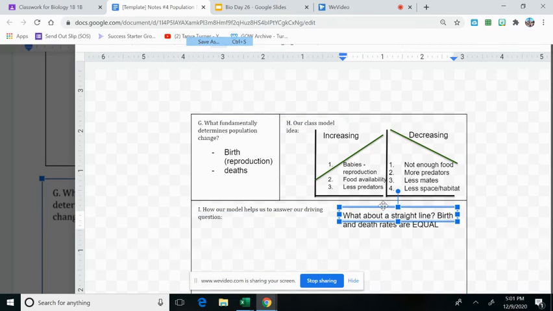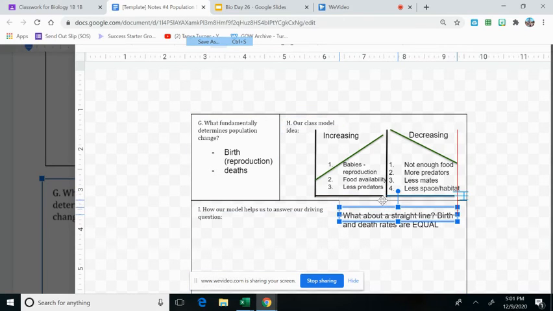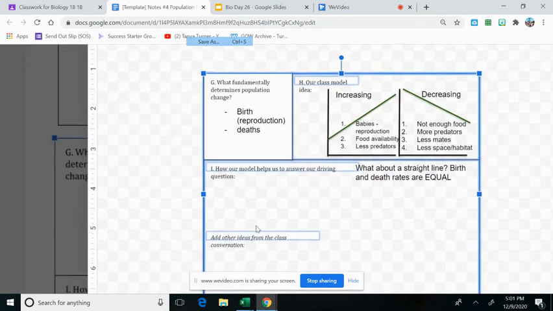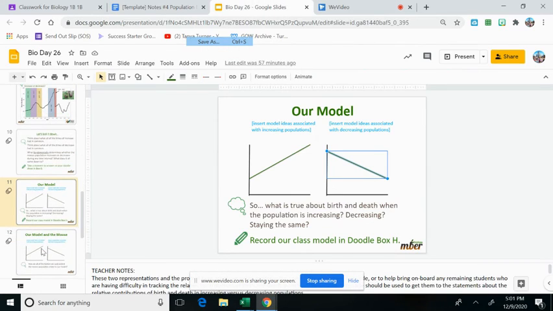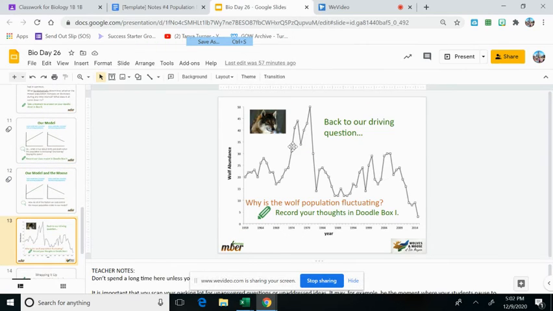All right, so I'm going to move this up a little bit because it goes with that box. I never specifically told you our driving question, but it was when I asked you what's going on with the moose population. So here it says, back to our driving question, why is the moose population fluctuating? Remember those ups and downs. So why is it going all over the place?